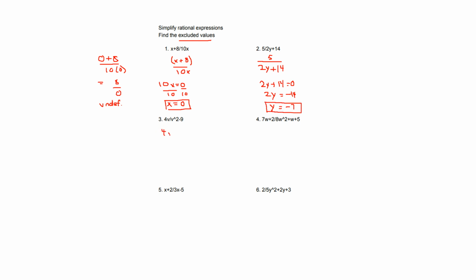Number 3, we have 4v over v squared minus 9. Okay. Same thing, it's a fraction, so set this denominator equal to 0. But we can do two things. We can move the 9 over and square root both sides so that it becomes v equals plus or minus the square root of 9, or just plus or minus 3. But we can also just factor, so it becomes v minus 3 times v plus 3 equals 0. So same thing, v equals plus or minus 3.